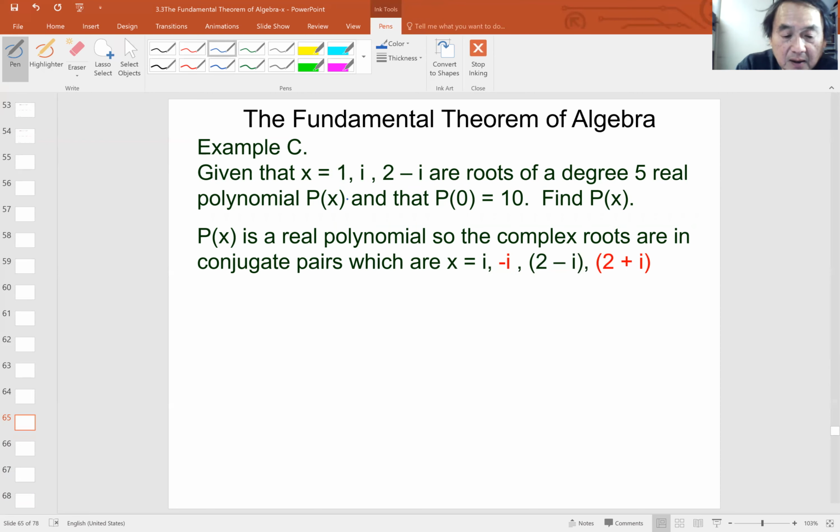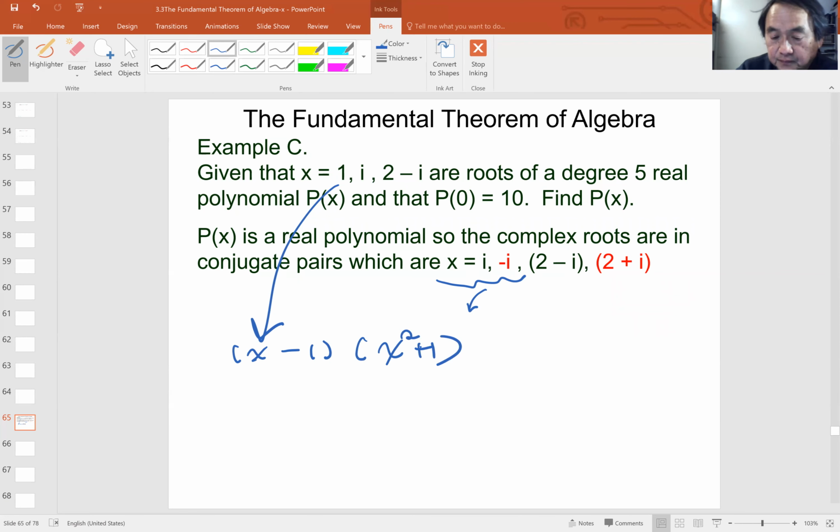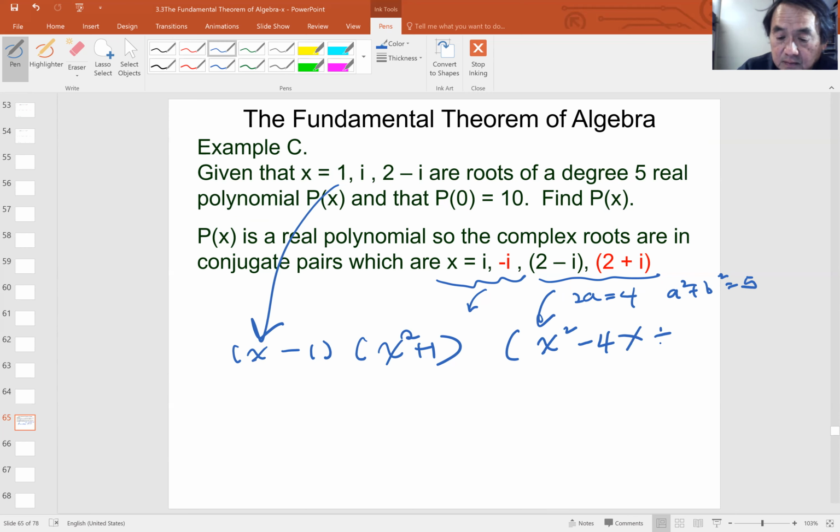Okay. x minus 1: 1 is a root, therefore it must have a factor x minus 1. Then i and minus i, remember we use that way to construct the polynomial for that. And excuse me, that will be x squared plus 1. Okay, remember, adding these two numbers gives 4, 2a is 4. a squared plus b squared is 5. So this is a second degree polynomial, x squared minus 4x plus 5.